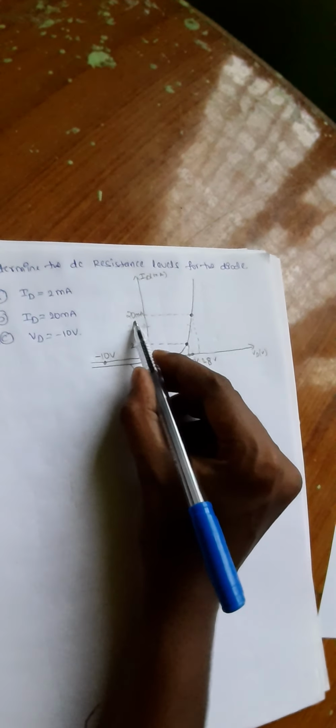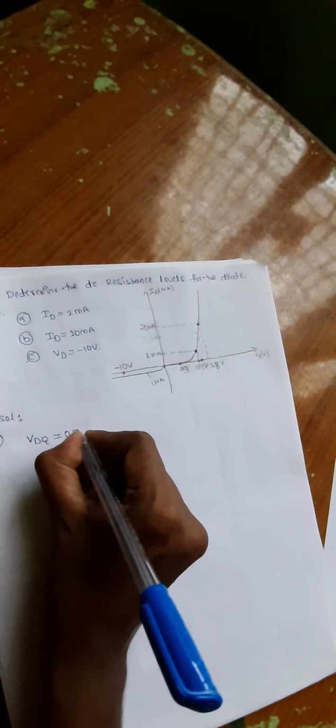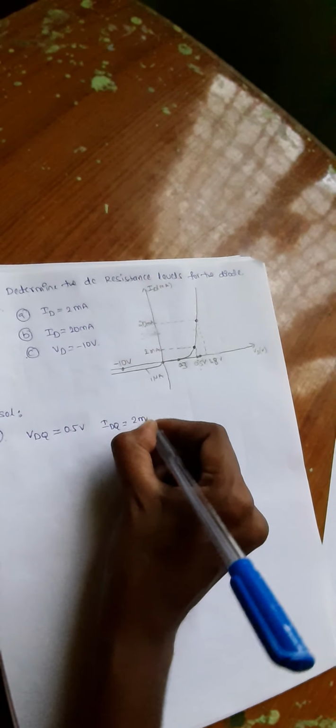So this is nothing but an operating point, right? It results in an operating point: at 0.5 volts we have 2 milliamps, at 0.8 volts we have 20 milliamps. We need to find the DC resistance. Solution. Let us consider part A. VDQ is 0.5 volts and the corresponding IDQ is 2 milliamps.